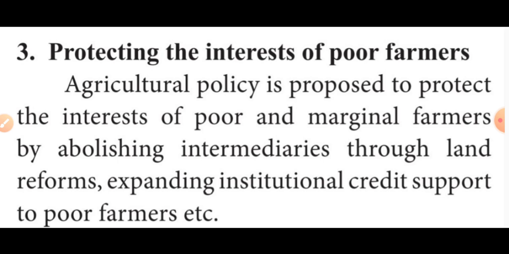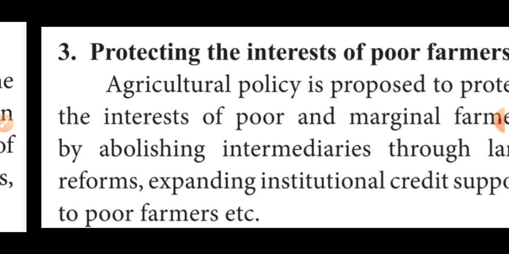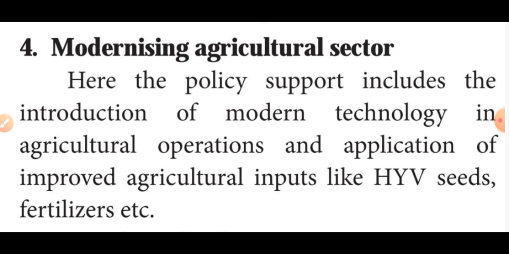Okay, then the fourth one is modernizing agricultural sector. The agricultural policy introduced some modern technology to improve the agricultural inputs, that means some of the modern technology like HYV seeds, fertilizers, pesticides, irrigation methods, etc.